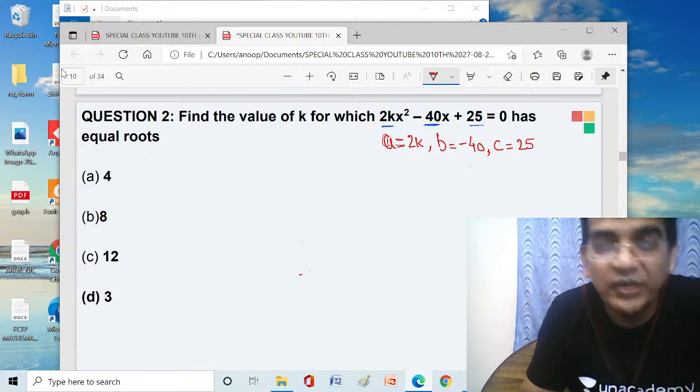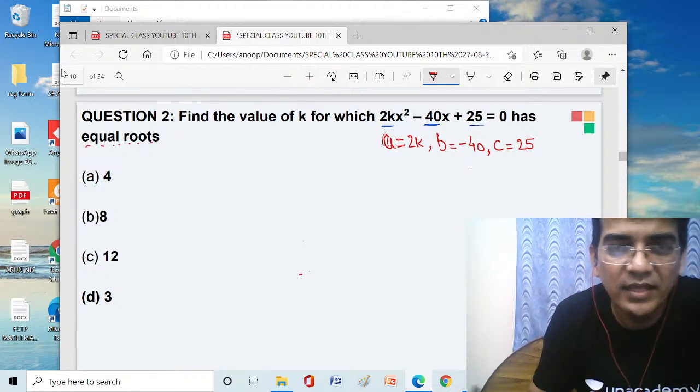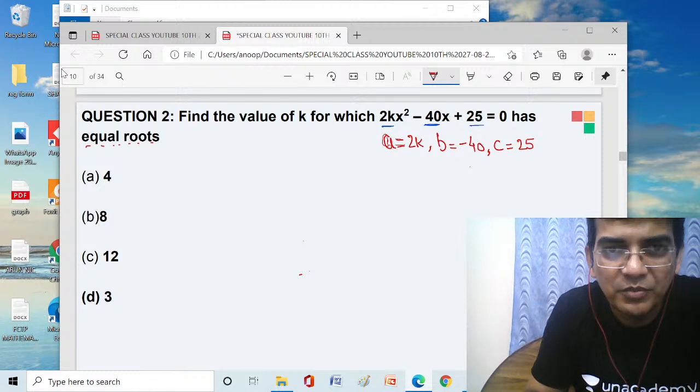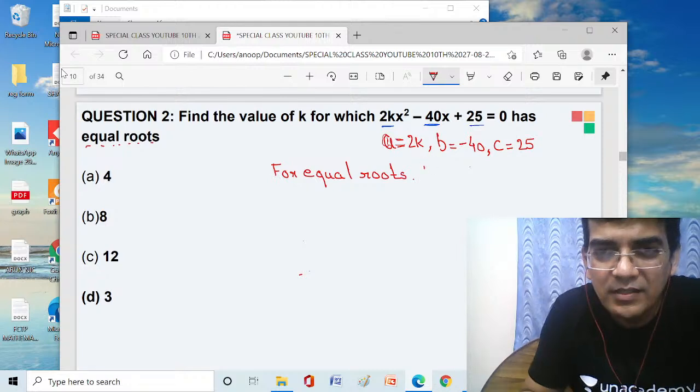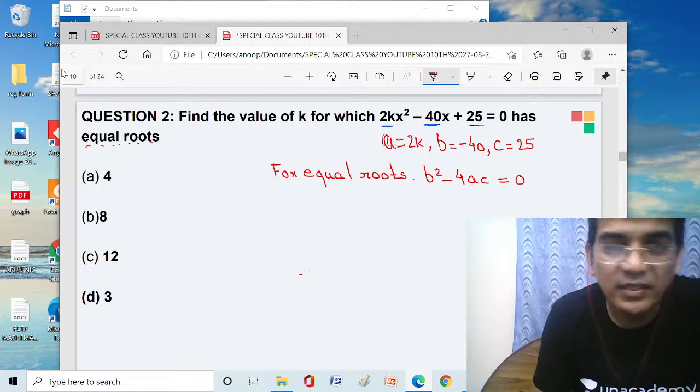Okay, now moving on. The question says that this equation has equal roots. Now what does it mean that the equation has equal roots? For equal roots you must remember, the discriminant b square minus 4ac is equal to 0. Remember this: the discriminant b square minus 4ac is equal to 0.